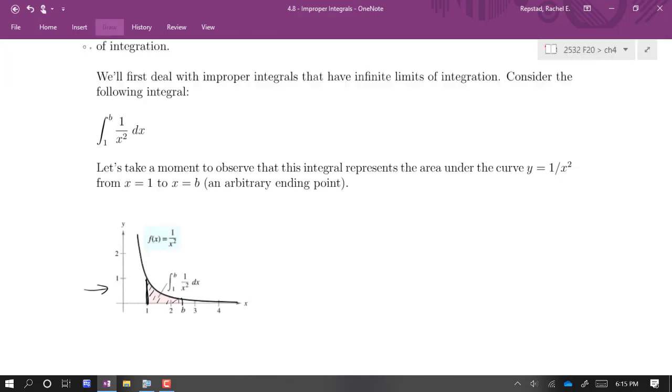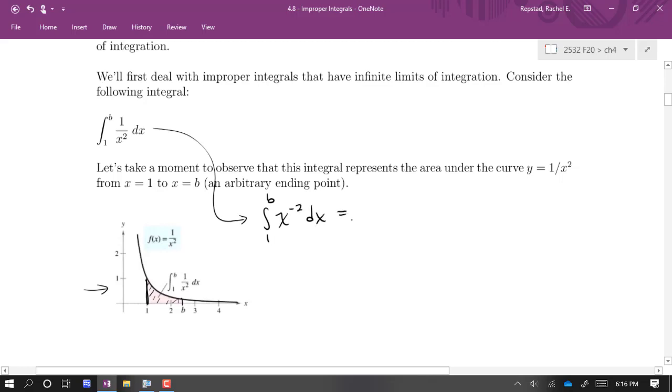So let's evaluate this definite integral. I'm going to start by rewriting it. Instead of 1 over x squared, I'll write it as x to the minus 2, because that's easier to integrate. This is a power rule integral. If we integrate x to the minus 2, we get negative 1 over x, which we evaluate from 1 to b. We plug in the upper limit first. Negative 1 over b minus a negative 1. So it'd be a plus 1, or we could write it as 1 minus 1 over b.